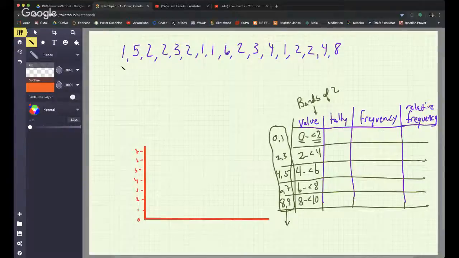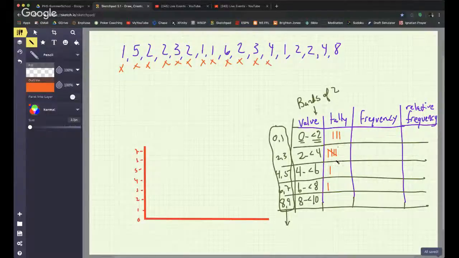So again, here we go, 1, 5, and 2. Well, 1 would go here, 5 would go here, and 2, it doesn't go here because 2 is not less than 2. 2 goes here, right? This is 2. So 2 and everything less than 4. So let's see, 2, 3, and 2. That would be 1, 2, 3, 2. 1, 1, 1, 1. 6 and 2. 6 goes here, and 2 goes here.